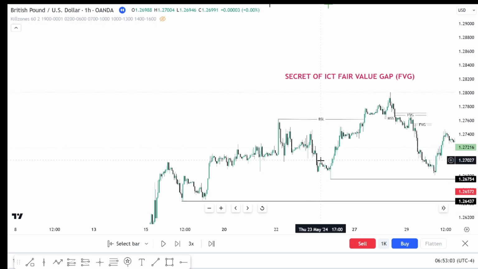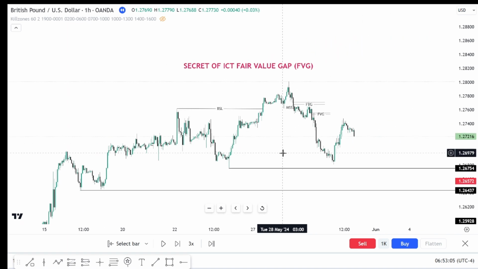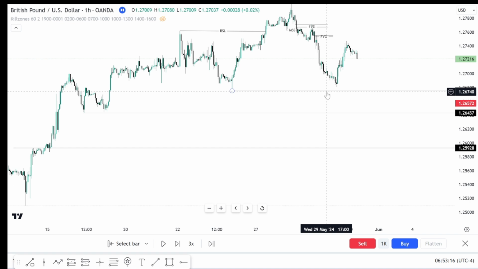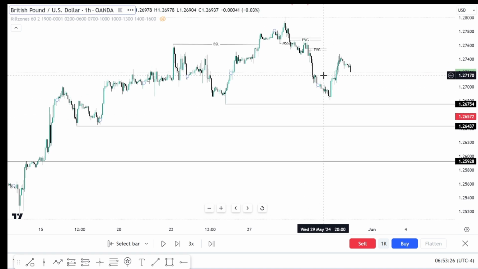Now let's look at this. On the higher time frame, my bias is already bearish, and I'm expecting price to trade and take this low and fill this daily fair value gap. We have a daily fair value gap here, which is a draw on liquidity. So already on the higher time frame, I'm expecting price to be bearish.